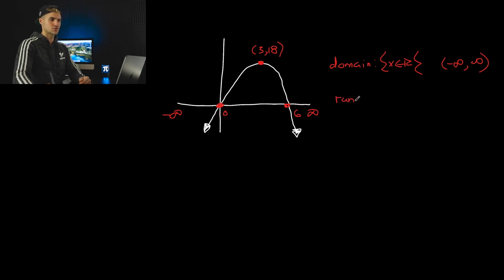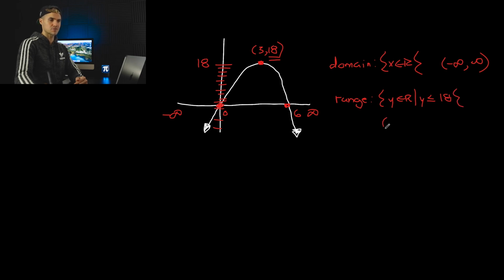Now the range, again, as we mentioned many times, depends on the y value of the vertex and whether it's opening up or down. So notice the y value is 18 and this parabola is opening down, meaning that the maximum y value is 18. So it's basically all of the y values that are less than or equal to 18. So y can be any real number as long as it's less than or equal to positive 18.